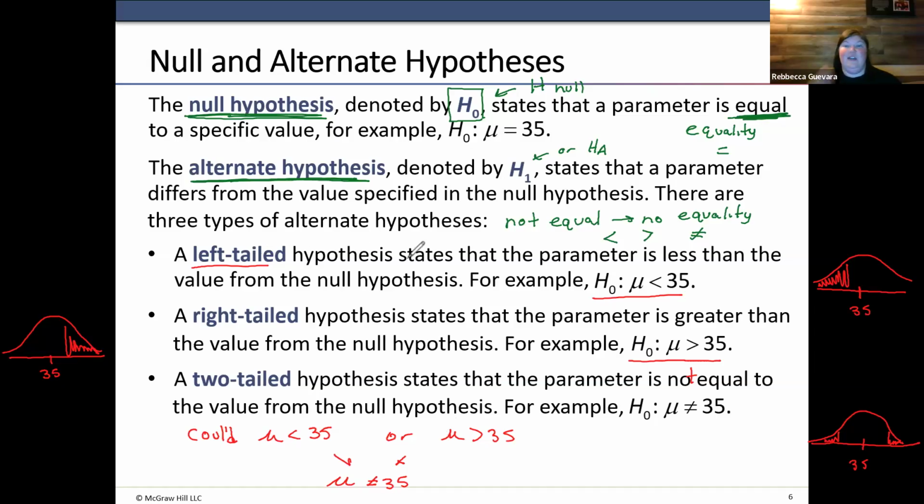So left tail test, we're saying that the parameter is actually less than what is stated in the null hypothesis. So what we're looking for is less than 35. Right tail, our parameter is greater than what is stated in the null hypothesis. So our mu is greater than 35 in this case. And our two tail is simply that the parameter is not equal to the value of the null hypothesis. So it can be in the left tail or the right tail. So we just say it's not equal to 35. That's how you get a left tail, right tail, and a two tail test.